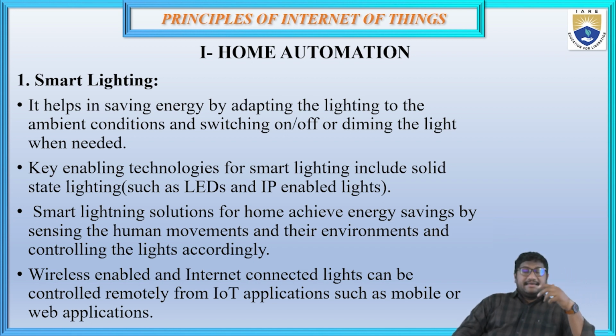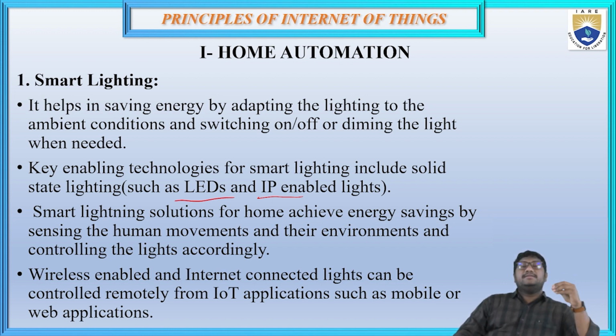So automatically we are saving power and energy. We are also enabling technologies such as smart lighting, including smart street lighting systems such as LEDs, and each LED system will have IP-enabled lights. Smart lighting solutions are achieved by saving energy and by sensing human movements and the environment, and controlling these lights accordingly. These smart lights are going to be controlled by using our IoT systems.